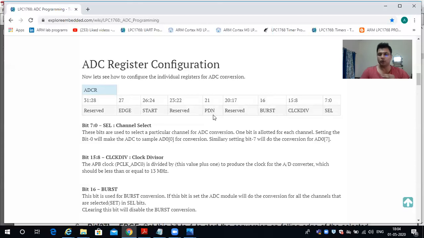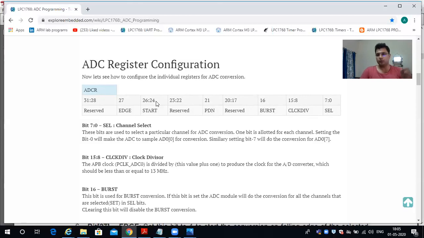Generally it is 0. If it is 0, there would be no conversion. The moment you make it 1, it will select the input and start taking the feed from the input channels. Then bits 22 to 23 are reserved; these 2 bits are reserved. Bits 24, 25, and 26, these 3 bits are the start bits. Start means if you write 000 over the start bits, it will not start the conversion.